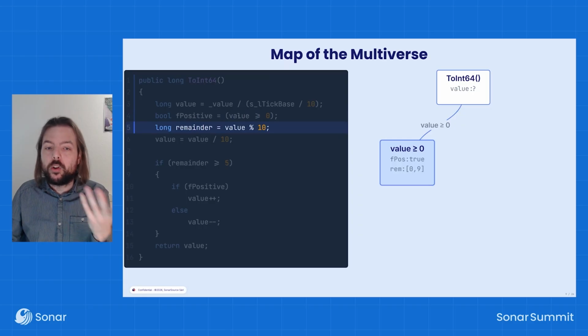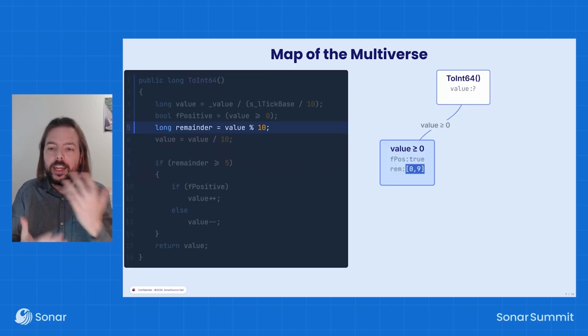We can actually learn something here, because, well, if value is positive and we modulo by 10, then the result must be positive as well. And it's modulo 10, so it cannot be bigger than 9. So the remainder must be in the range of 0 to 9. Hey, cool. That's actually fairly concrete already. Maybe we can do something interesting with that, right?